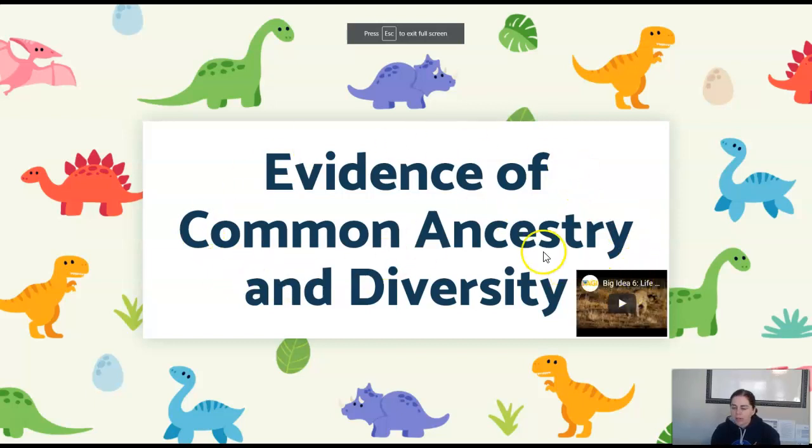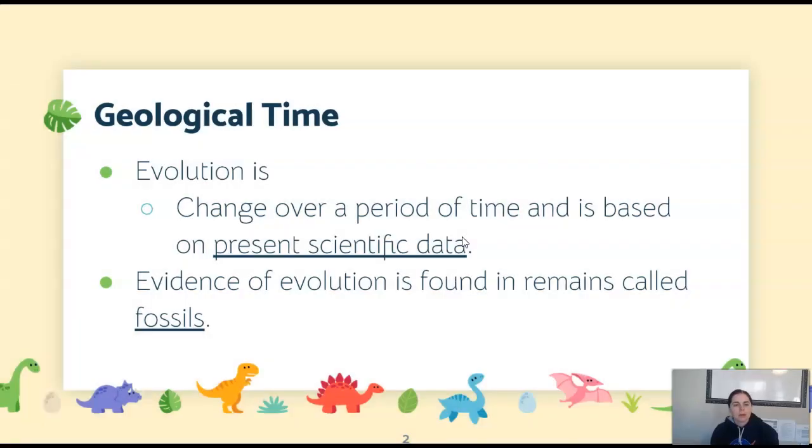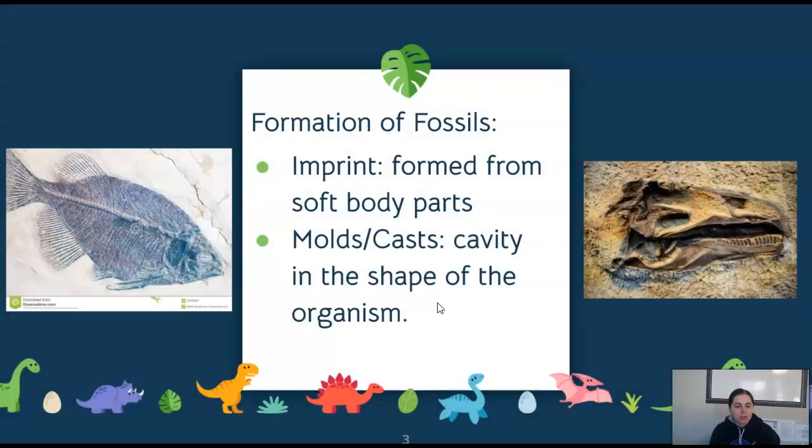And on here, this video we will be watching in class, or we have already watched if you're watching this after Tuesday, Wednesday. All right, geological time. Evolution is change over a period of time and is based on present scientific data. That means it can change as new information comes to light, especially as we go and we find older fossils and they're redoing the timeline for when different organisms appeared, when other ones went extinct. All of that is from evidence that we have found through fossils in the fossil record. So that is evidence of evolution is found in remains that we call fossils. Should not be a new term to anybody. It was on your vocab chart last week, so make sure you did that.